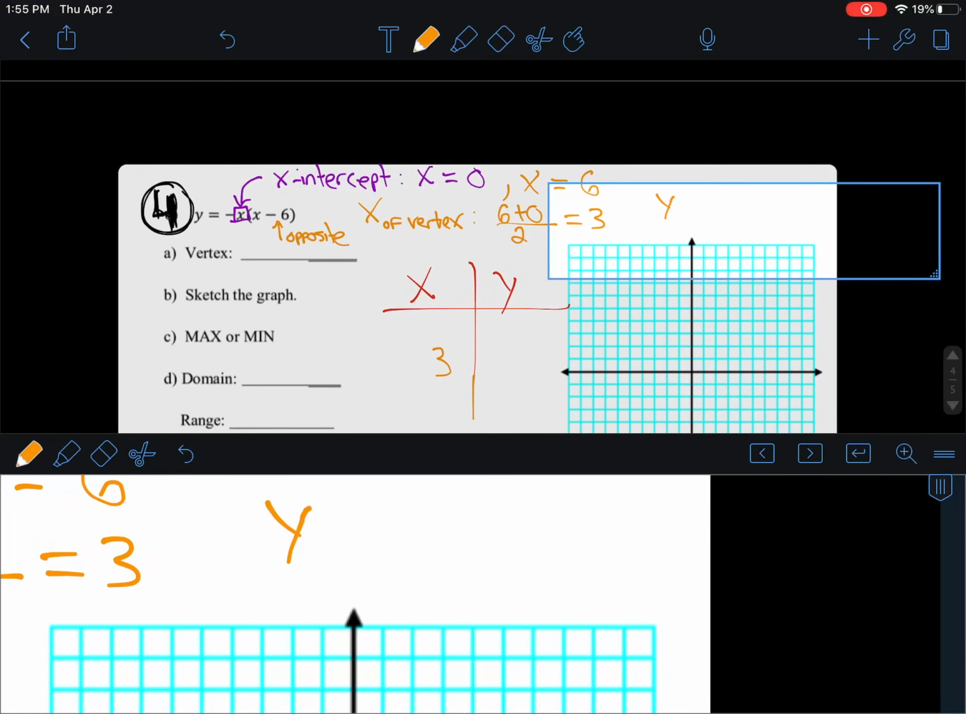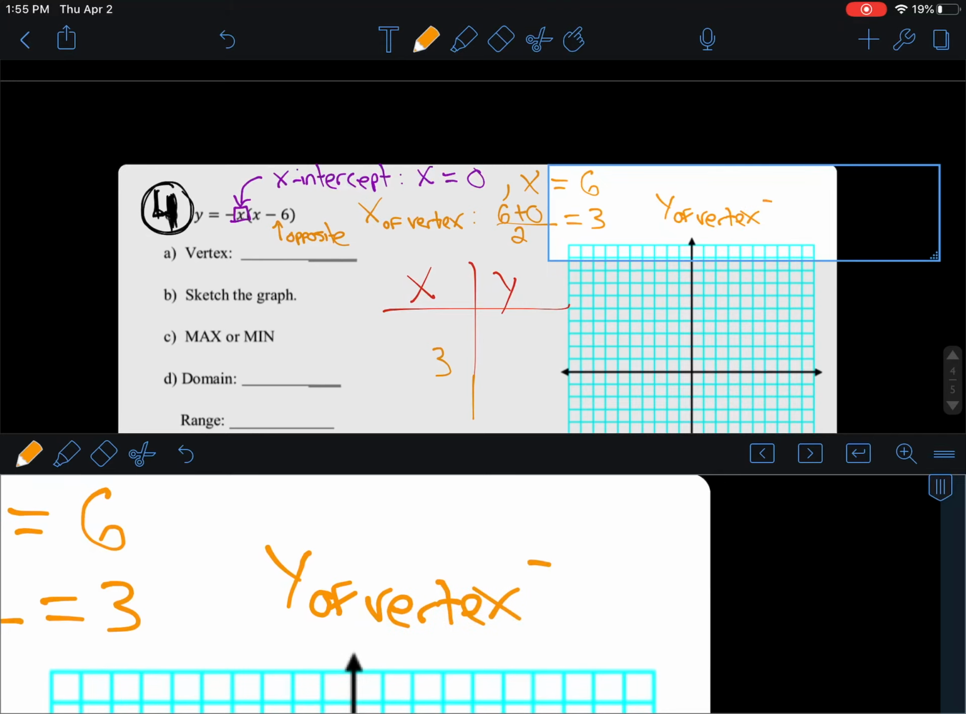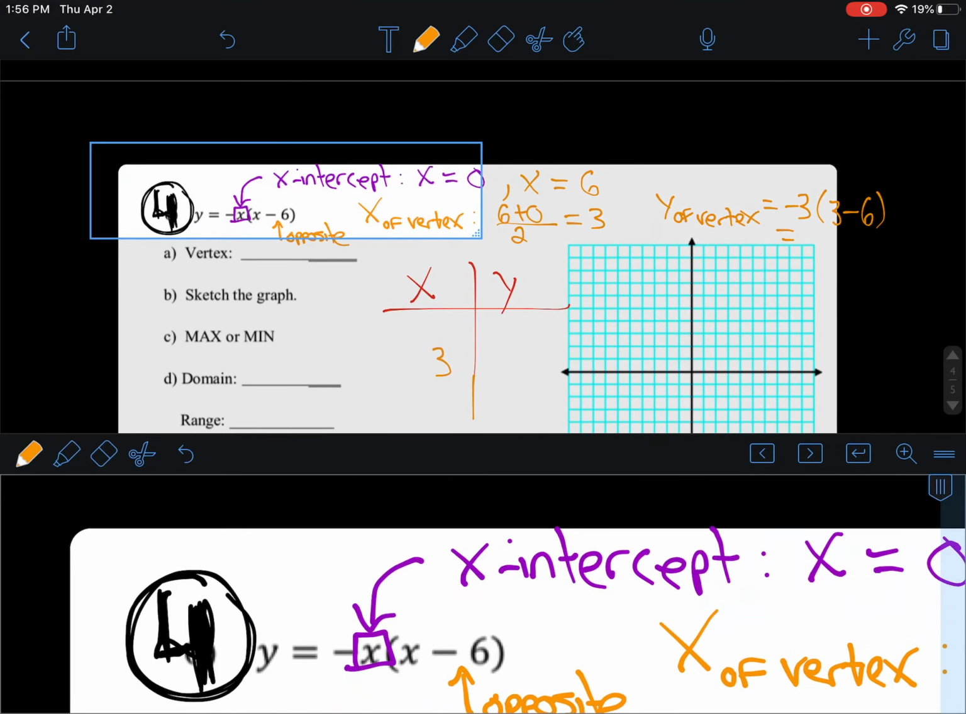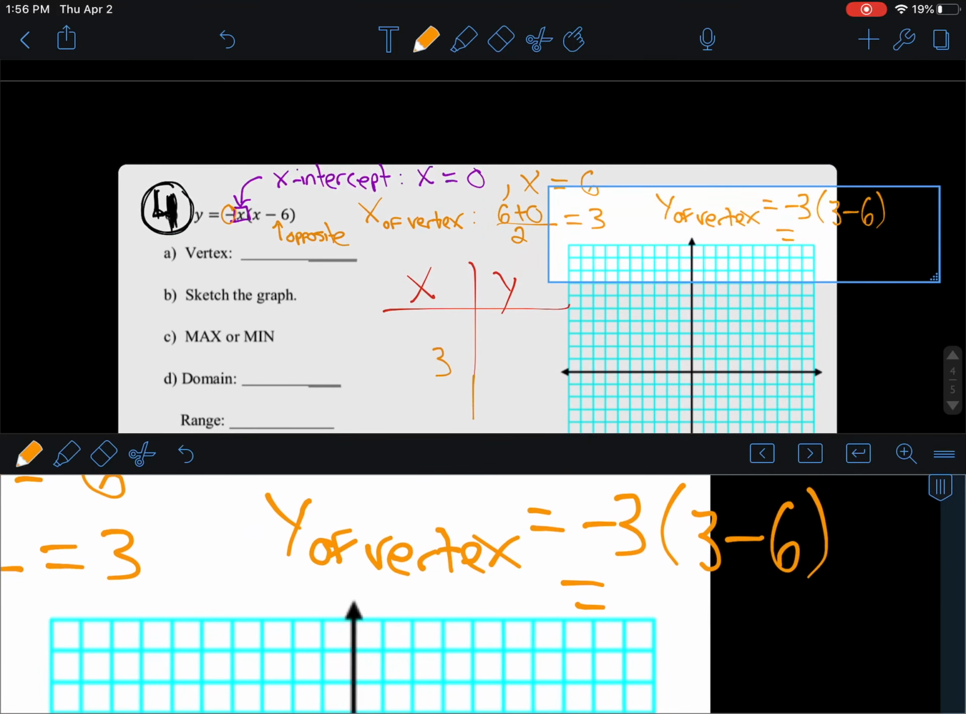To find the y of the vertex, again, if you had to do it by hand, this is how you do it by hand. Whoa, that kind of went laggy on me. The y of the vertex is going to be negative, I'm plugging in 3, so -3 times (3 minus 6). Again, I'm plugging 3 into the equation. There's a negative in front, so that's why it's -3 at the beginning.